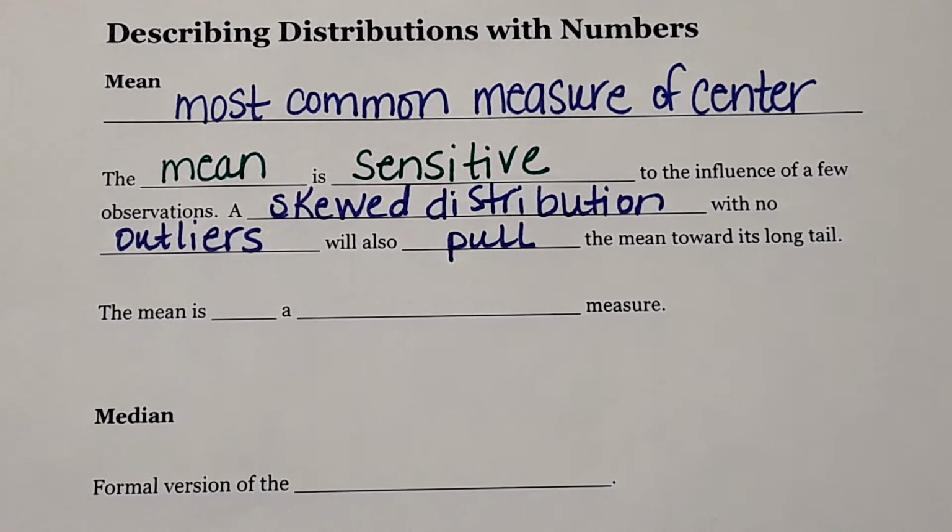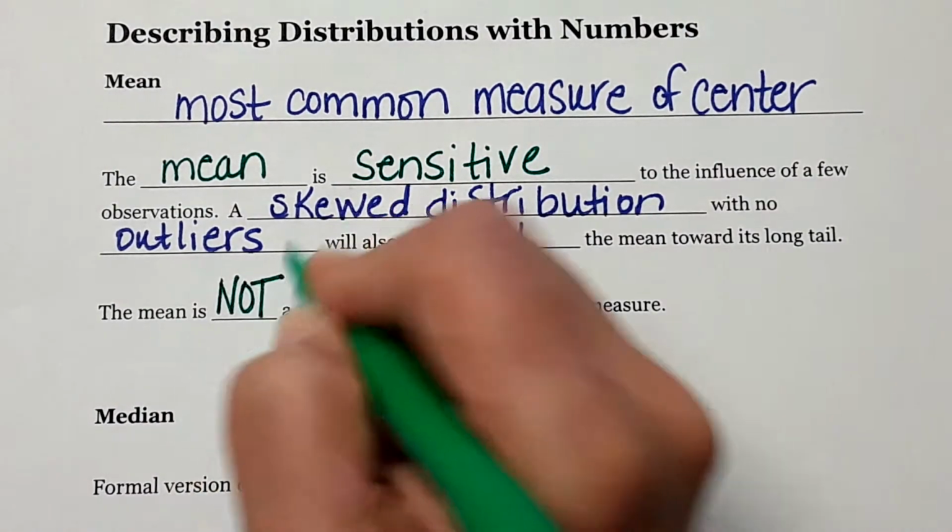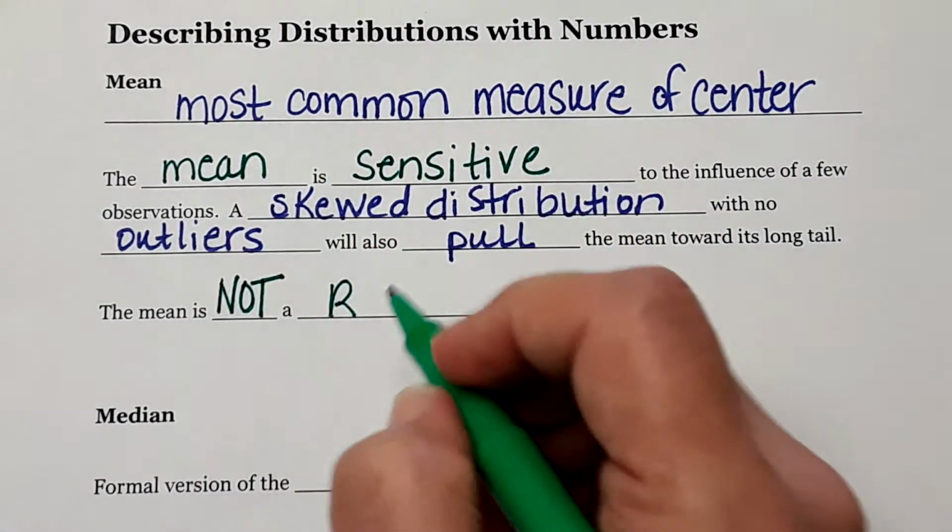You guys, the outliers are really going to affect the mean, and those tails, if it's skewed, the mean is always pulled in the direction of the tail. So if it's left skewed, it's pulled to the left. If it's right skewed, it's pulled to the right, okay? Remember, right skewed or left skewed is where the tail is, not where most of the data is. Our big thing that you need to know is that the mean is not a resistant measure.